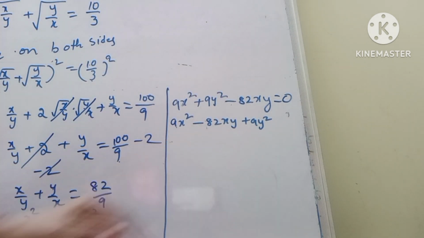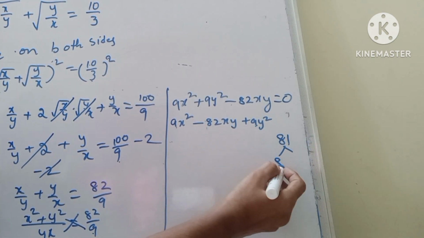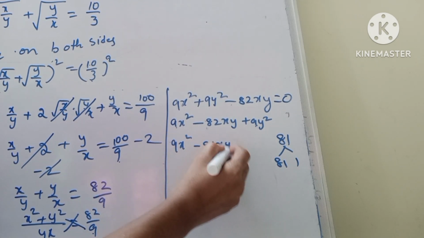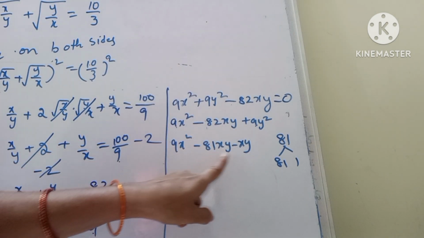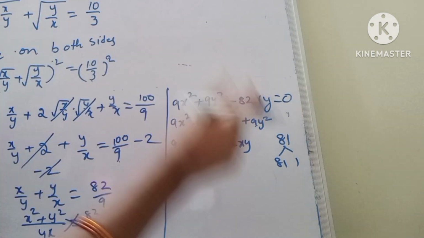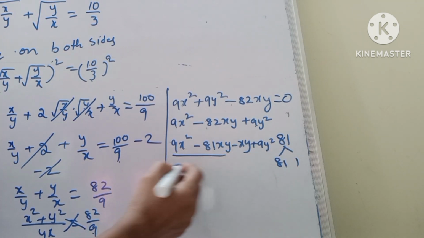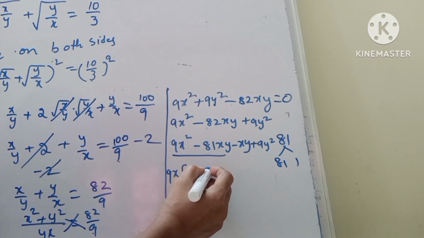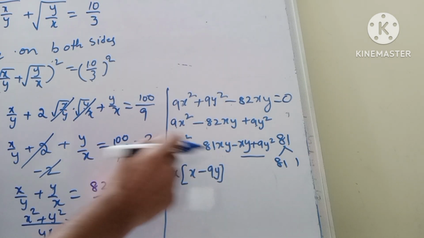So 9 nines are 81. What are the factors of 81? The sum must be 82 and the product must be 81. 81 ones are 81. So 9x square minus 81xy minus xy, since 82xy can be written as 81xy and minus xy, plus 9y square. Now factorize this. In these two terms, 9x is a common factor. 9x square gives 9x, and the factor is x minus 9y.